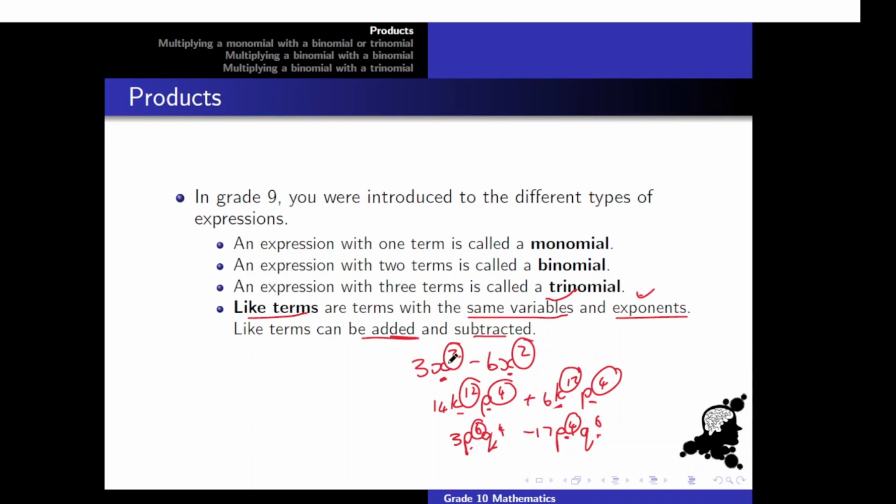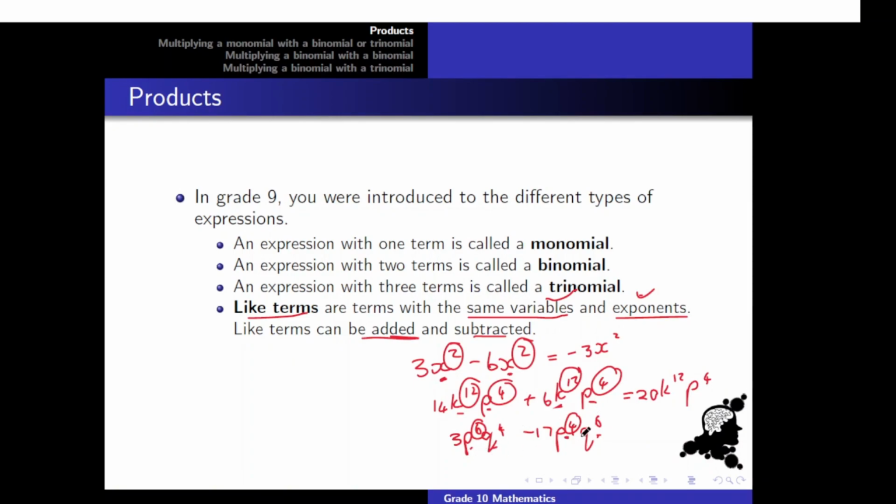If you look at the first example where we've got 3x squared minus 6x, I could simply say, because these are like terms, let me subtract the coefficients. 3 minus 6, this is going to give me minus 3x squared. If we look at the second example, we've got like terms. So I can simply say, let me take the coefficients. 14 plus 6, this is going to give me 20k to the power 12 p to the power 4.